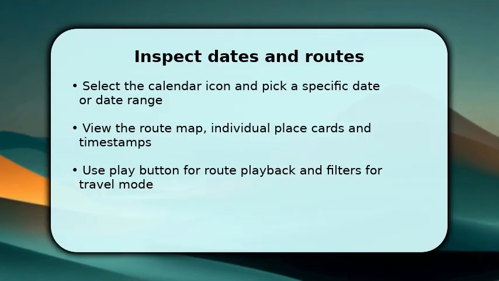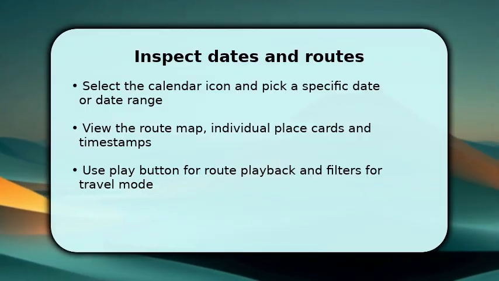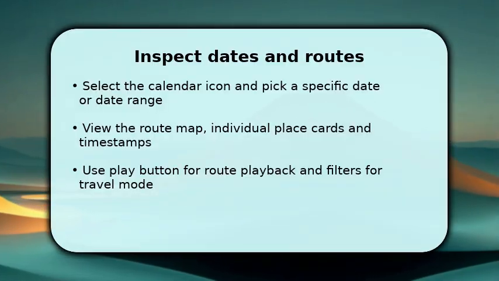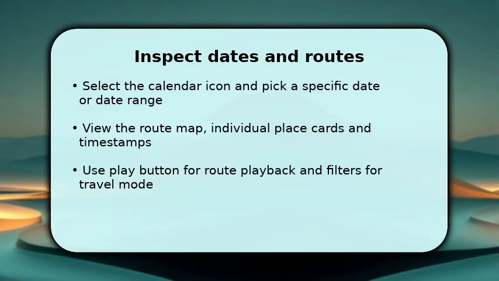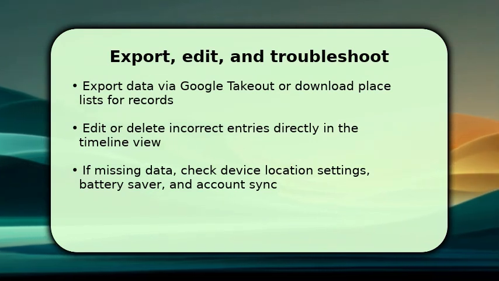Use the play or replay playback to watch movement along the route, and switch filters to isolate walking, driving, or transit segments. These steps reveal how Google reconstructed the trip, and where accuracy may vary due to signal or battery saver modes. Finish by deciding what to keep and what to correct.